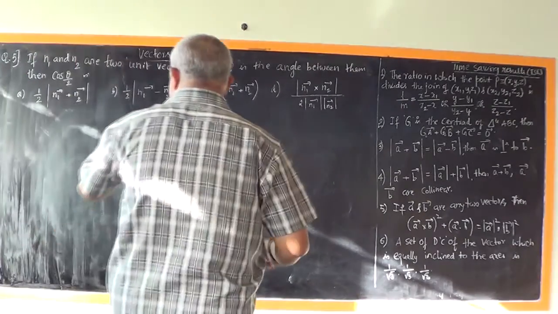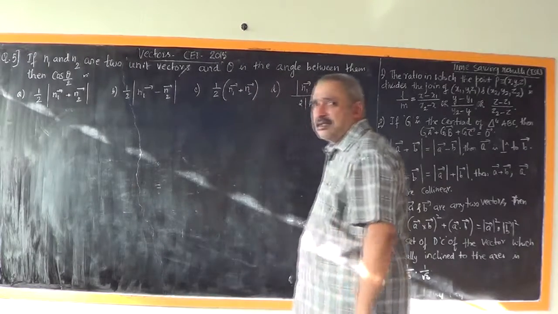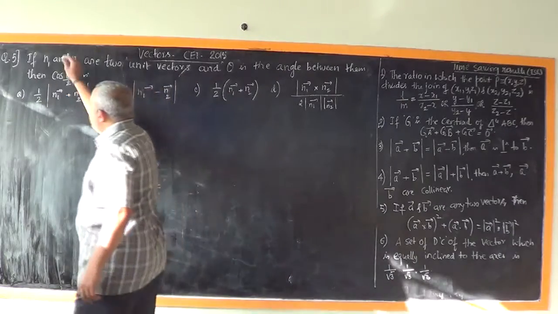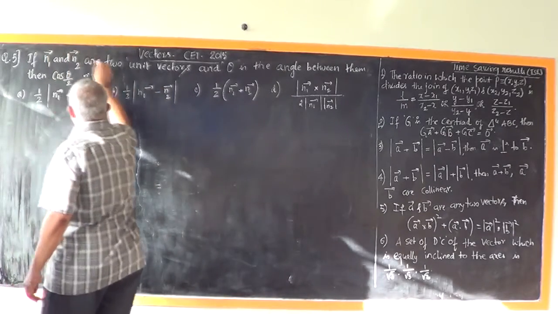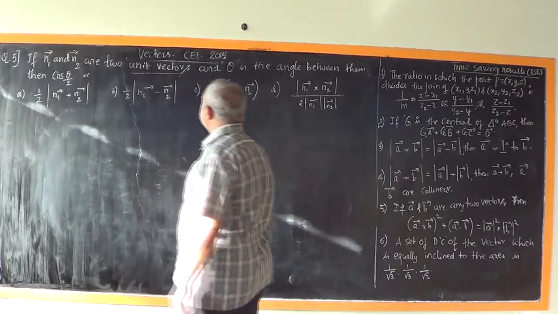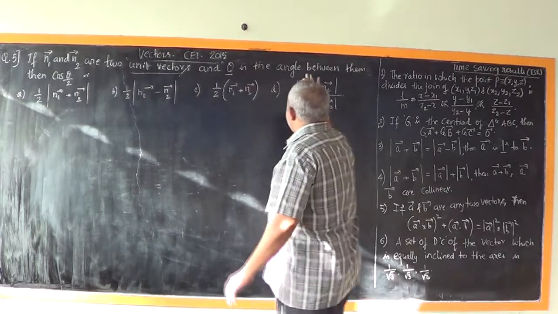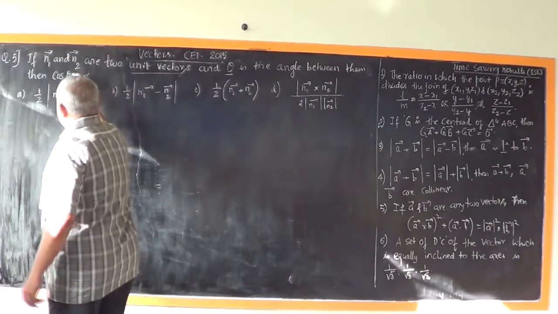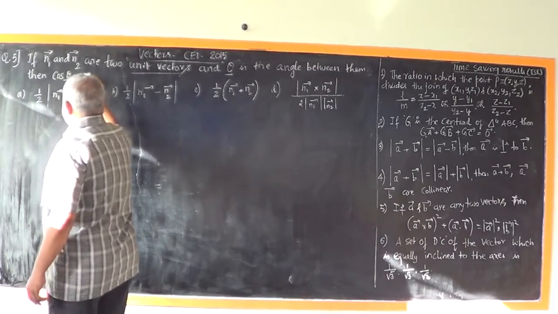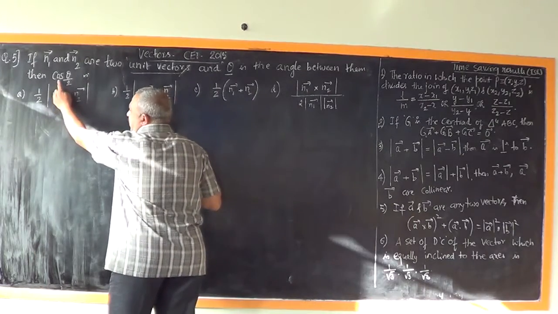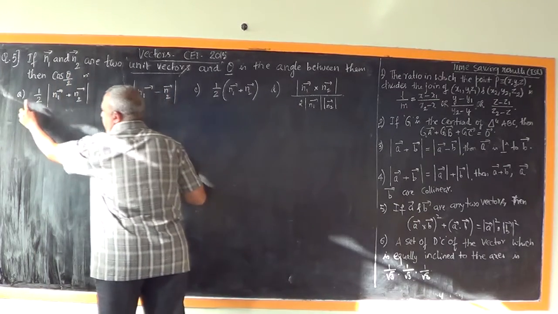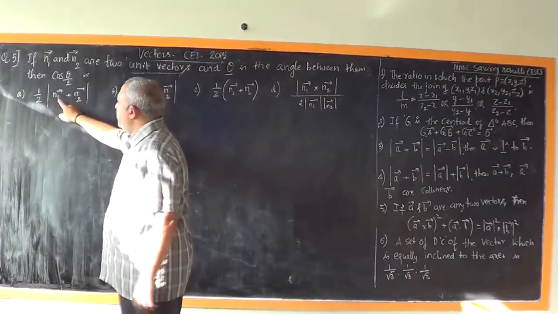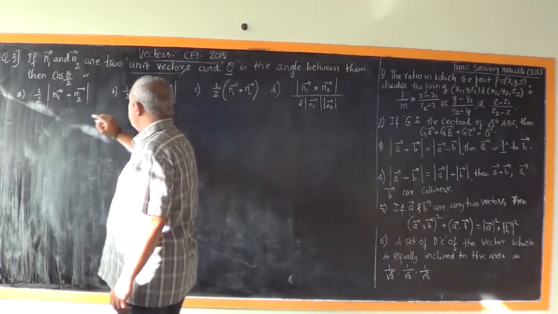Okay, we'll now go to the next question on the vectors lesson for the CET 2015 exam. If vector n1 and vector n2 are two unit vectors and theta is the angle between them, then cos theta by 2, that means the value of cos theta by 2, can be expressed as option A, half of the magnitude of vector n1 plus vector n2.